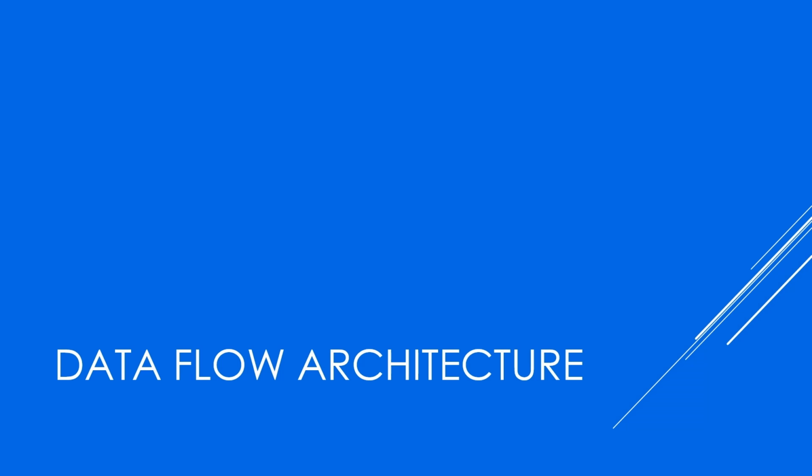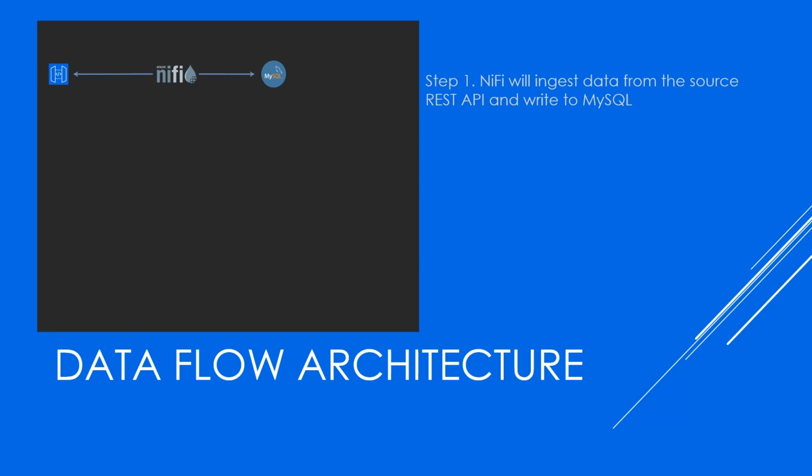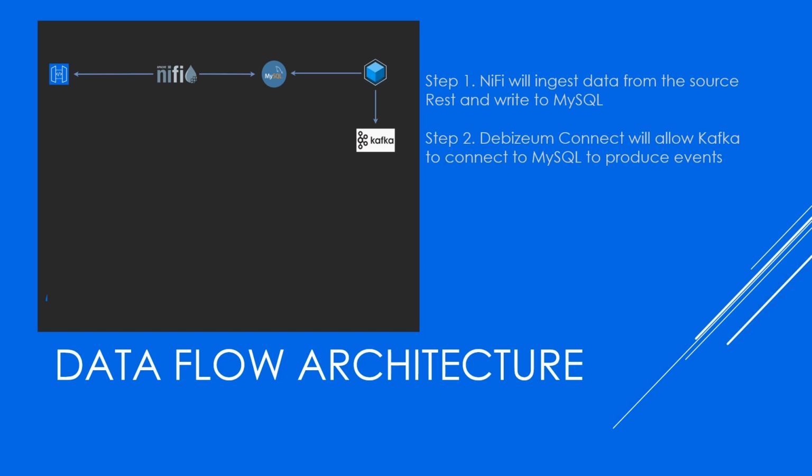For this data flow, we will be utilizing the following technologies: MySQL, Postgres, NiFi, DBSim Connect, Kafka, Spark, and Superset. Step 1. NiFi will ingest data from the source REST API and write to MySQL. Step 2. DBSim Connect will allow Kafka to connect to the MySQL database and produce events.